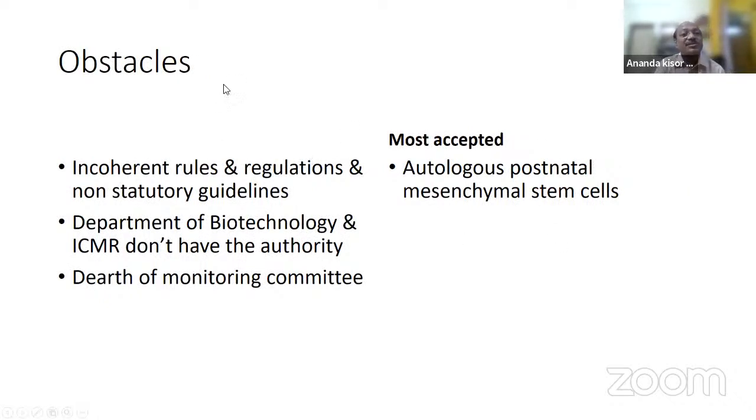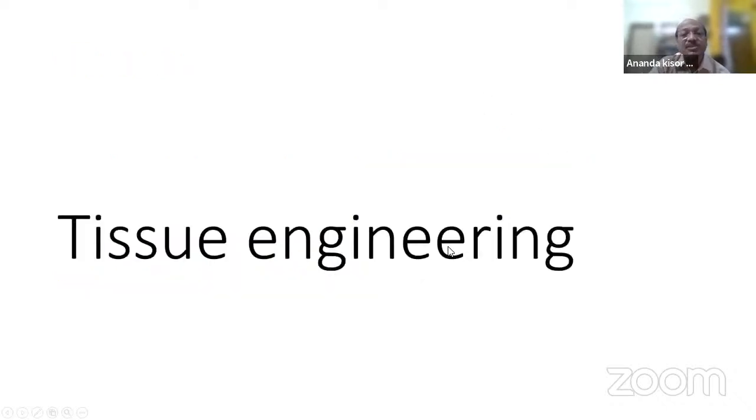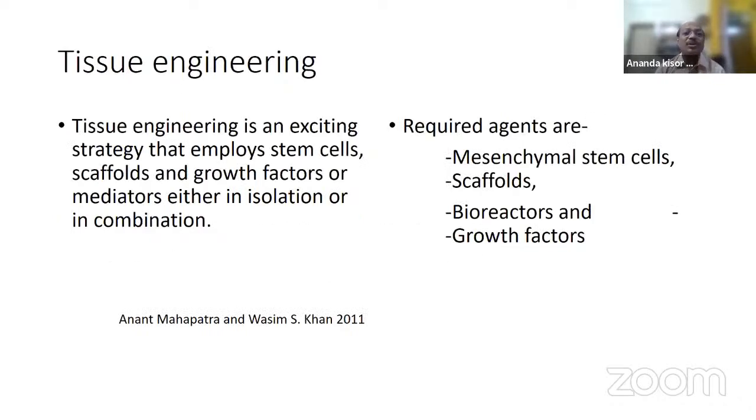Now, there are several obstacles for the use of these mesenchymal stem cells in India, like the incoherent rules and regulations and non-statutory guidelines, where only two departments can allow making the study, like the Department of Biotechnology and the ICMR, but still today they don't have the authority for providing permission. And the monitoring committees are extremely important before starting any stem cell therapy. But most accepted in India, autologous postnatal mesenchymal stem cell therapy is required. Now, tissue engineering, I already told what that is.